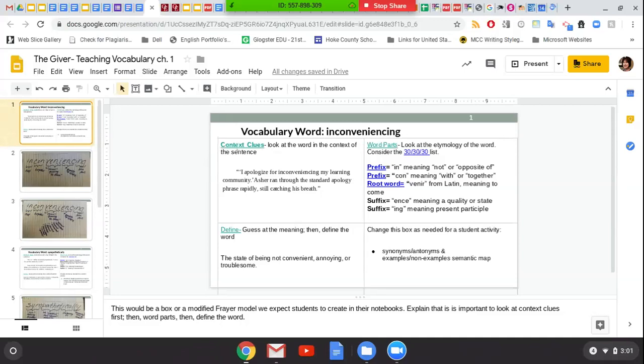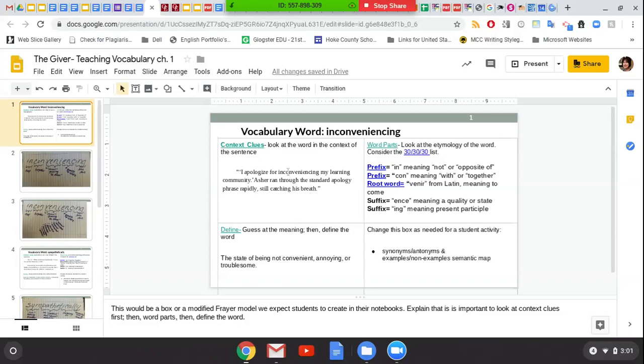So we always want to start with context clues. With context clues, we want to have an authentic sentence that the word can be found in, and ask students to look for context clues in the sentence and guess at the meaning from that. So for example, let's take a look at this sentence. "I apologize for inconveniencing my learning community." Asher ran through the standard apology phrase rapidly, still catching his breath.